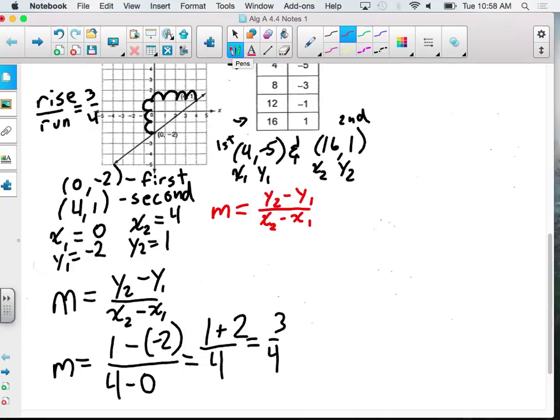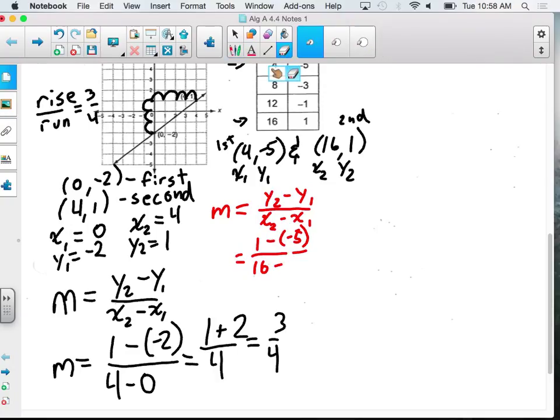Alright. So we have our slope formula, our general form of it. We have y sub 2 minus y sub 1 on top. So if we rewrite that with our values, what are we going to have? 1 minus negative 5, because that's our y sub 2 minus negative 5. And 16 minus 4 on bottom.